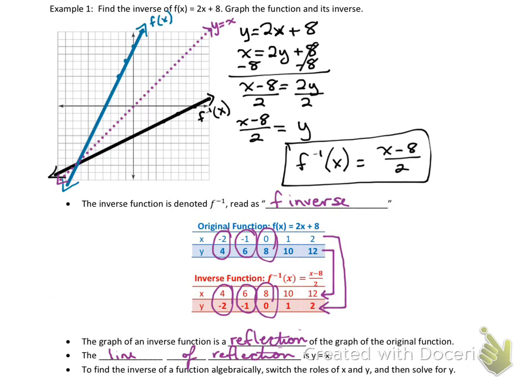To find the inverse of a function algebraically, switch the roles of x and y, then solve for y. Okay? You switch x and y and solve for y. So get that in your head. That is what you do to find an inverse.